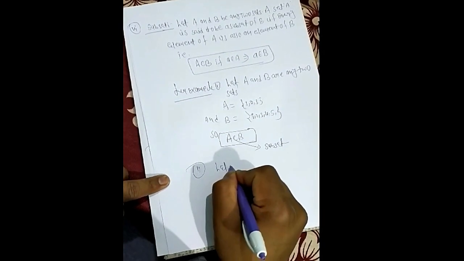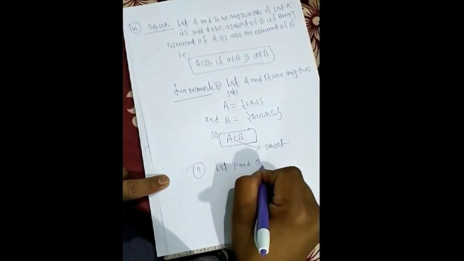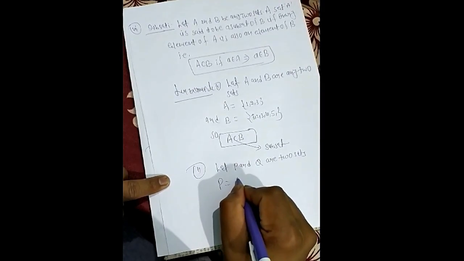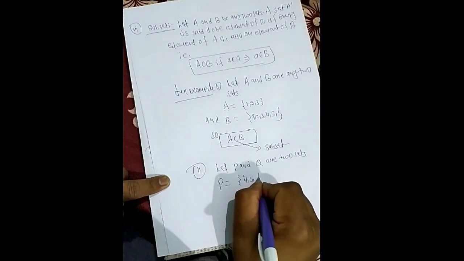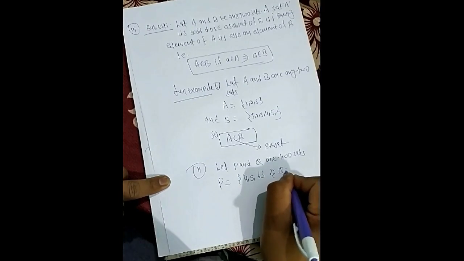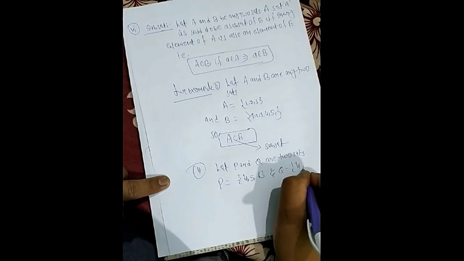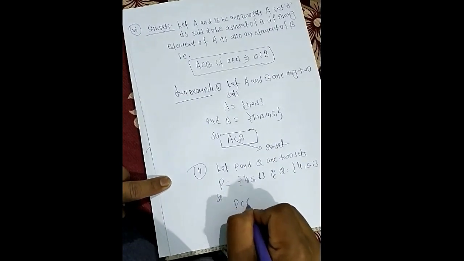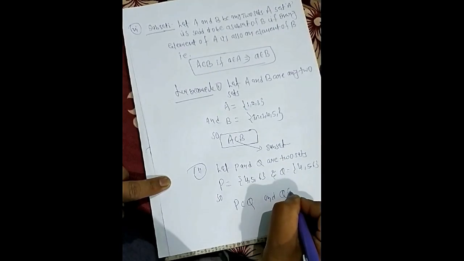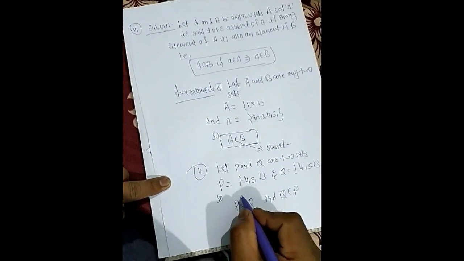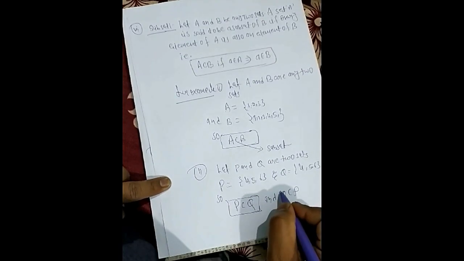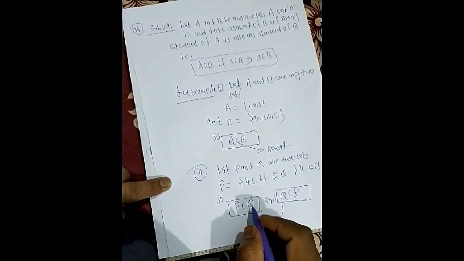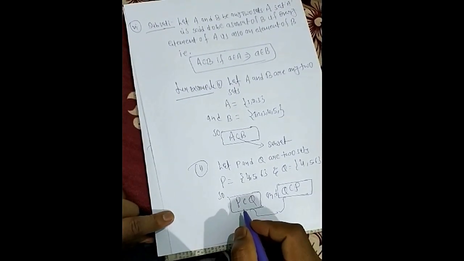Now second example. Let P and Q be two sets. P is equal to 4, 5, 6 and Q is equal to 4, 5, 6. Clear, students? So P is a subset of Q and Q is a subset of P. It means that both are equal.